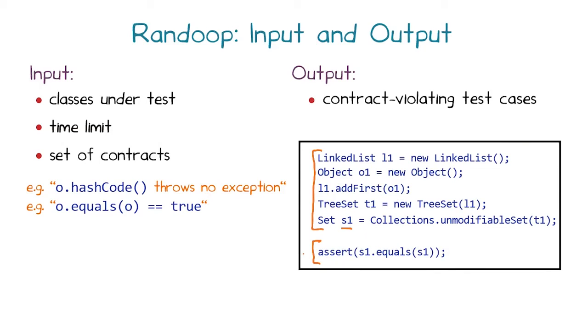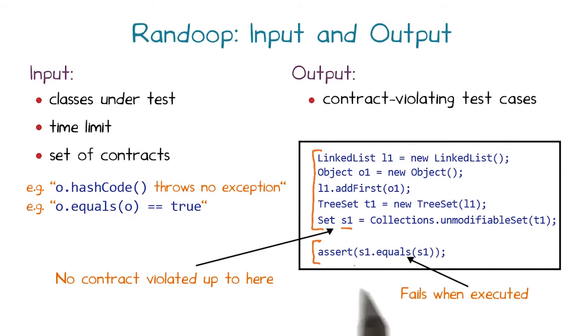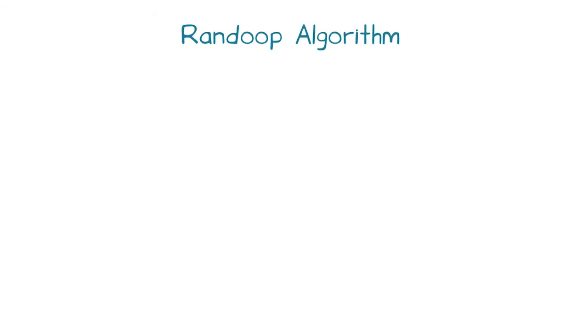In order for this test case to be valid, two conditions must hold. First, no contract should be violated up to the end of the execution of the sequence. For instance, no exception should be thrown during the execution of the sequence. Second, the final assertion should fail when executed. These two conditions will be important in deciding what Randoop does with each test case it generates, whether it discards the test case, whether it outputs the test case, or whether it retains the test case for extending in future test cases.